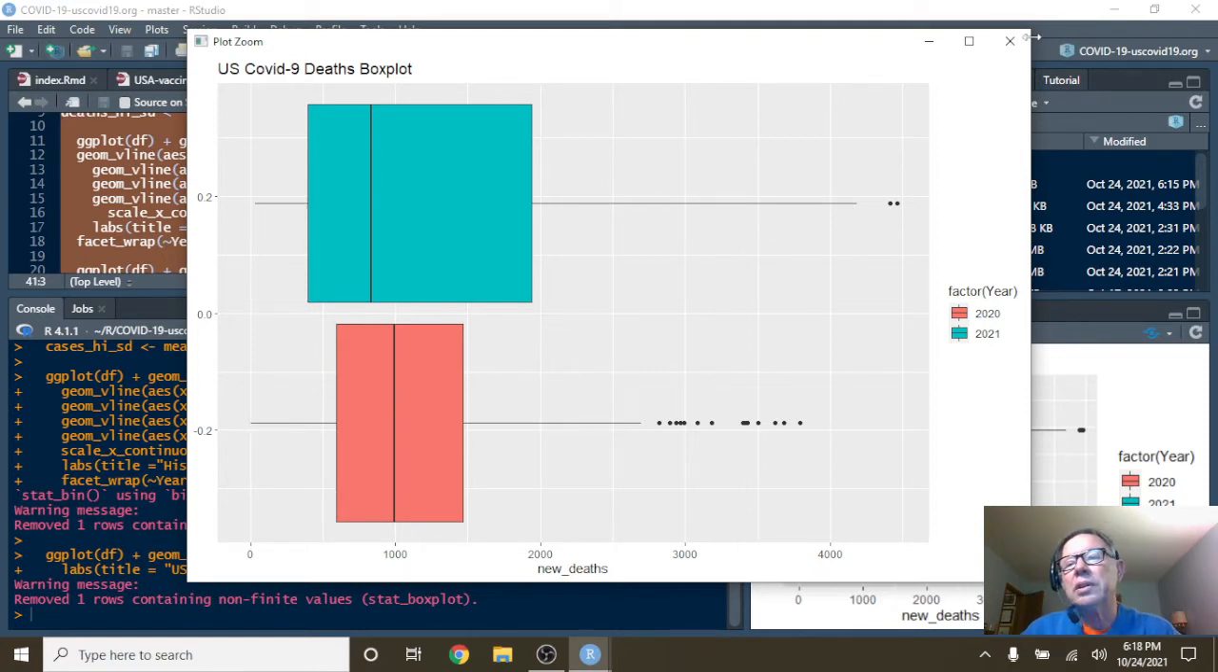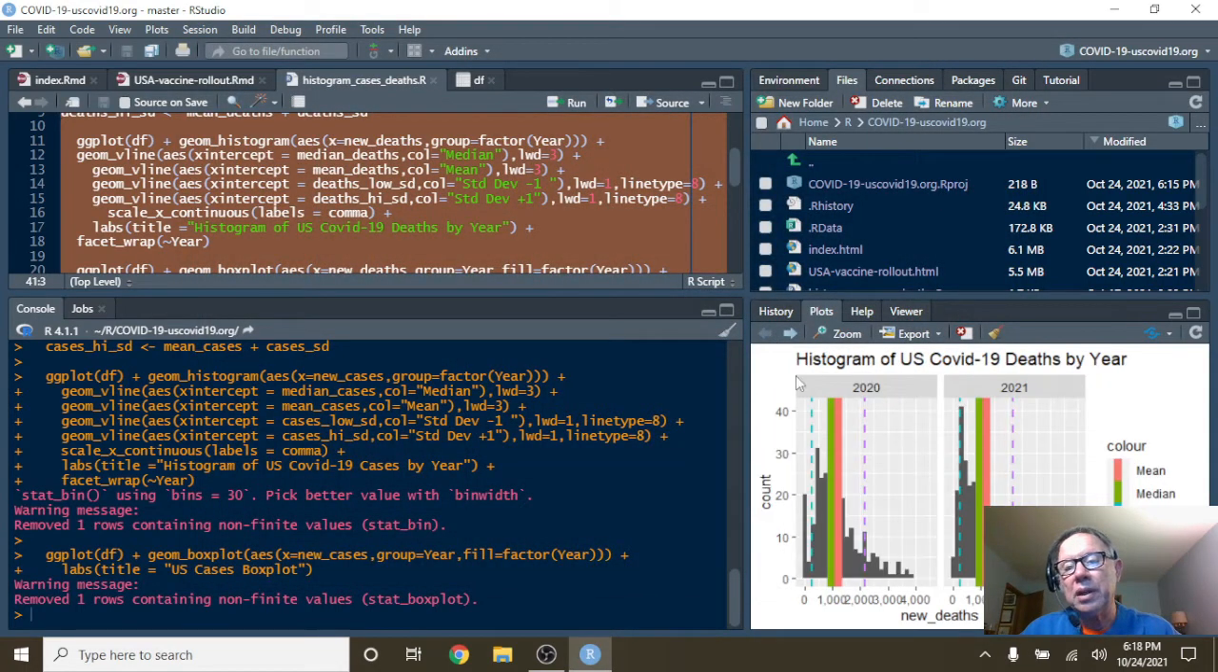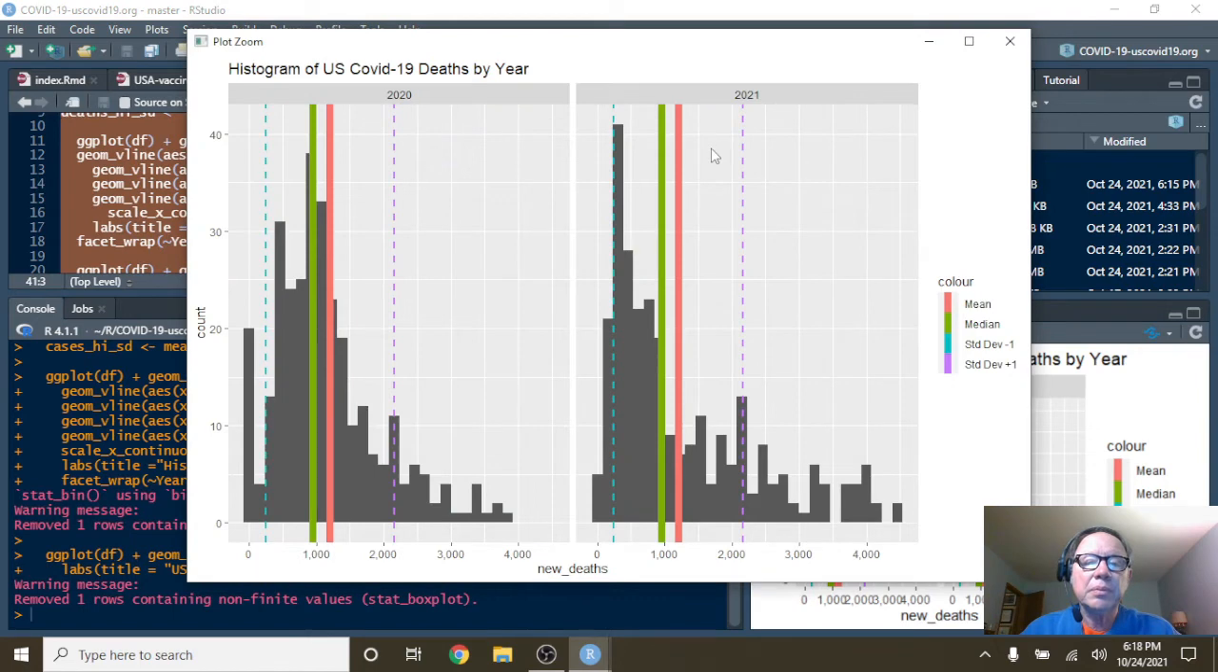So we'll take a look here and see exactly what the deaths look like. There we go. Okay, so this is COVID-19 deaths by year for the U.S. Again, you know the drill, right? The two dashed lines represent plus and minus one standard deviation. I would describe this as being unimodal and right skewed. Again, same over here. If you look at the numbers, it's a little bit different over here.